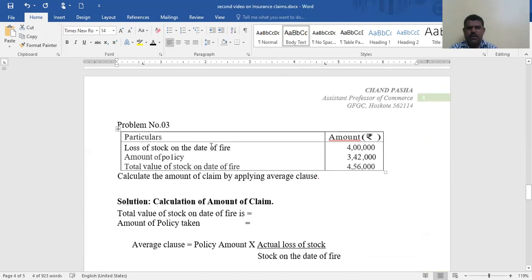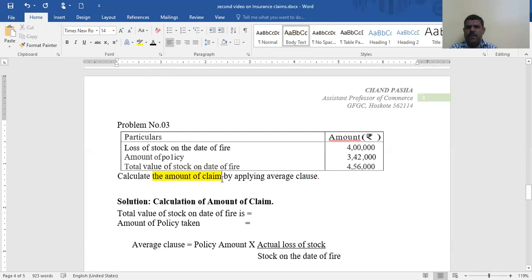Now let's go on to problem number 3. Loss of stock on the date of fire 4 lakh. Amount of policy 3,42,000 and value of the stock on the date of fire is 4,56,000. Calculate the amount of claim by applying average clause. Remember, we need to find out the amount of claim by applying the average clause.